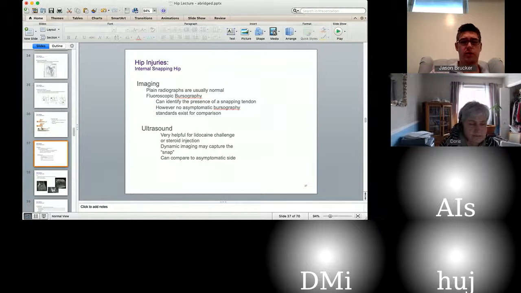The diagnosis is typically clinical, so X-rays will be normal. Bursography using contrast or fluoroscopy is not usually required. Sometimes ultrasound could be helpful, especially with a diagnostic challenge, with lidocaine or steroid injection.